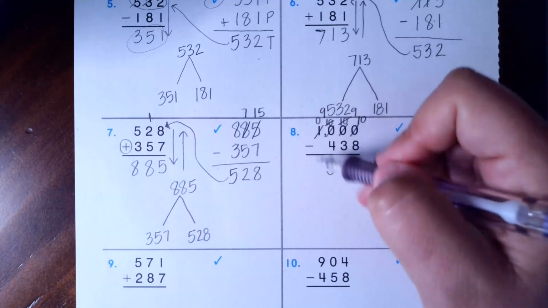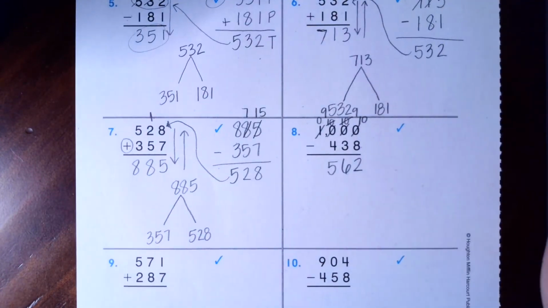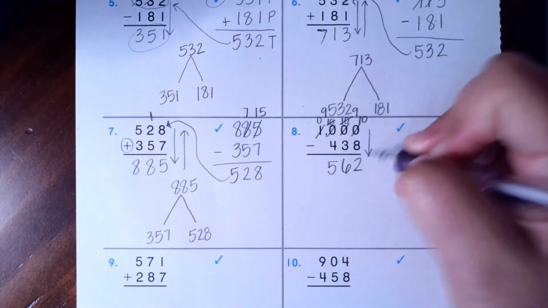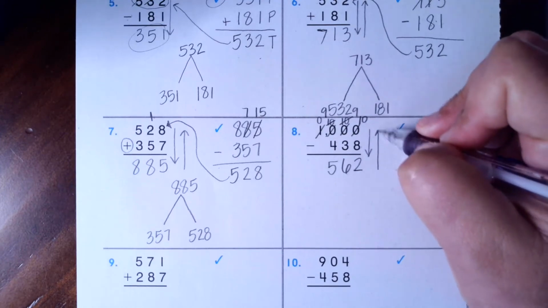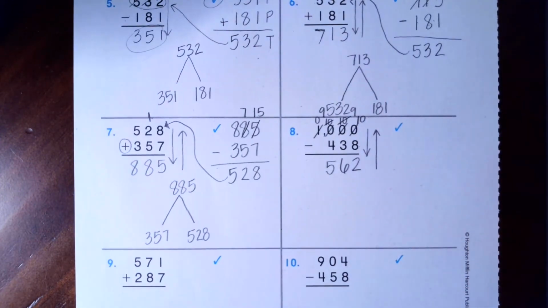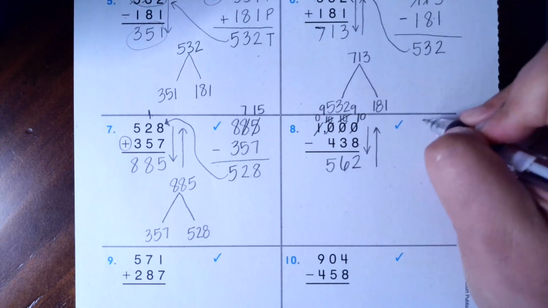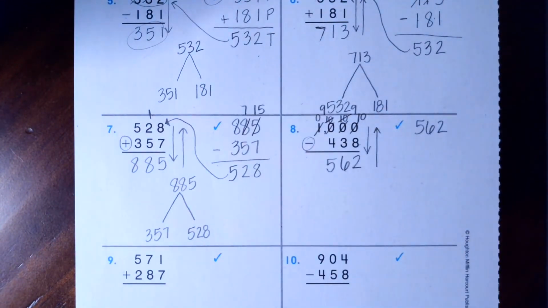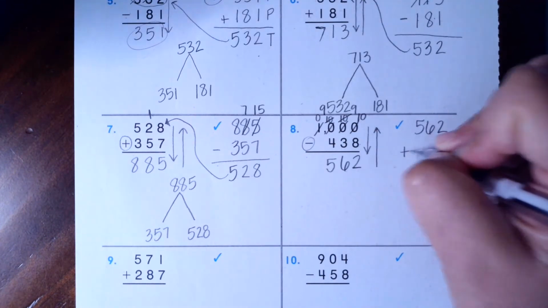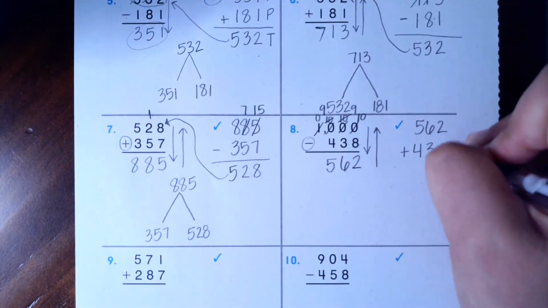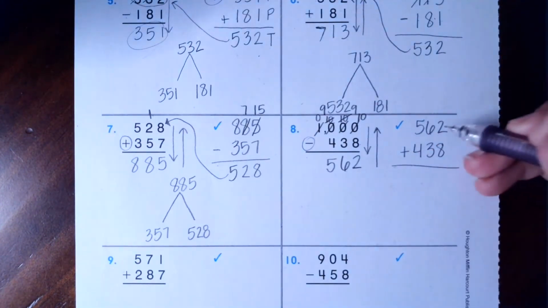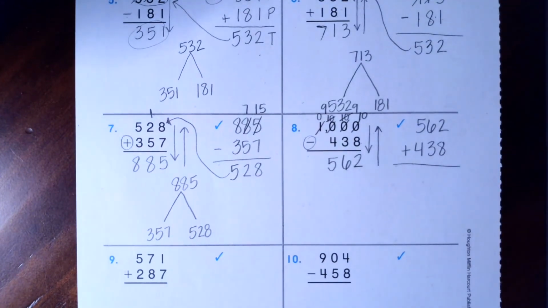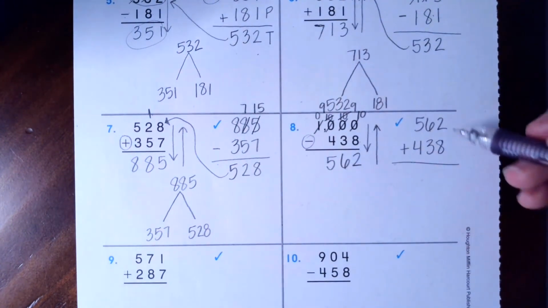And always double check that thousands town. There's nothing there. So I worked my way down to solve. I'm going to work my way up to check. I'm going to start with 562. Since I subtracted here, I'm going to add here. So I'm adding 562 and 438 with the hope of getting 1,000.